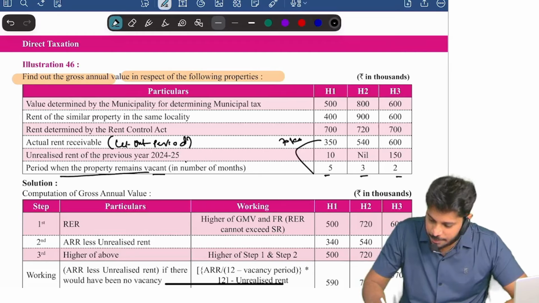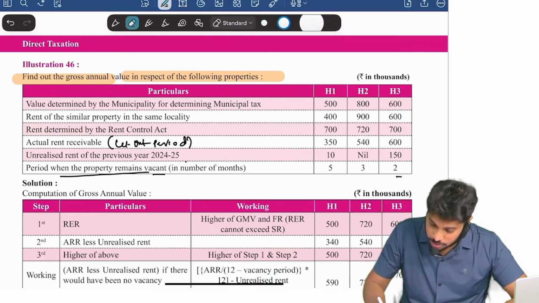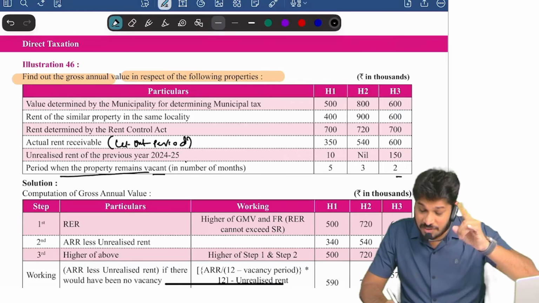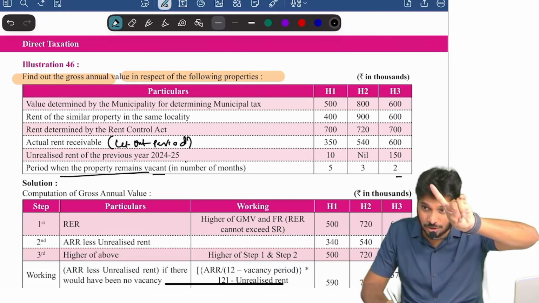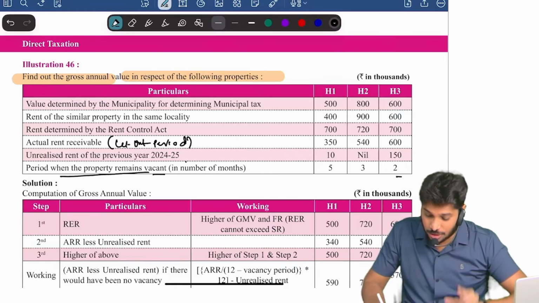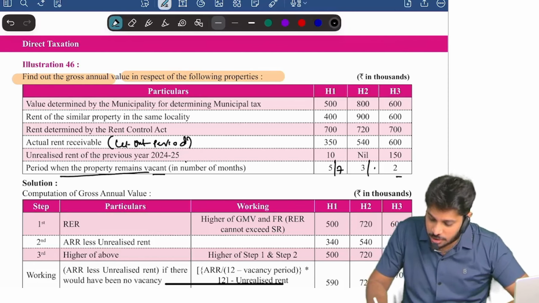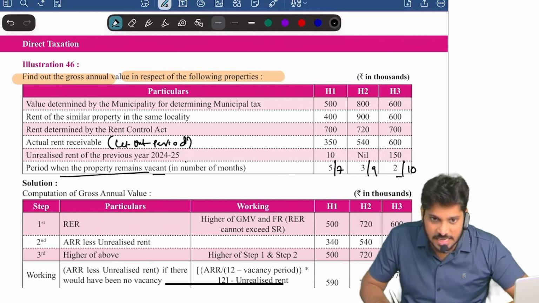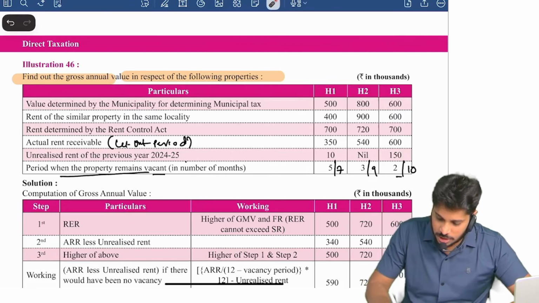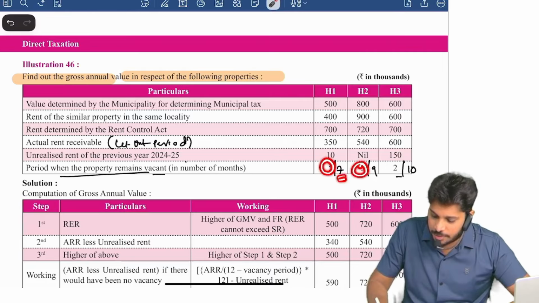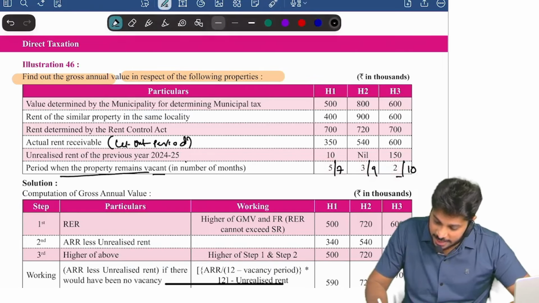For 5 months it was vacant, so 7 months it is occupied. How many months it is occupied? It was occupied for these many months. So house number 1, 5 months vacant means 7 months occupied. 3 months vacant means 9 months. 2 months means 10.